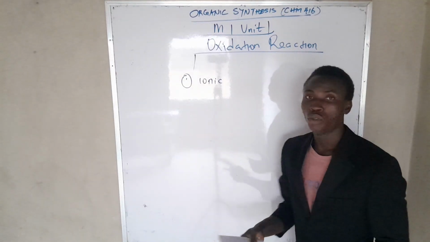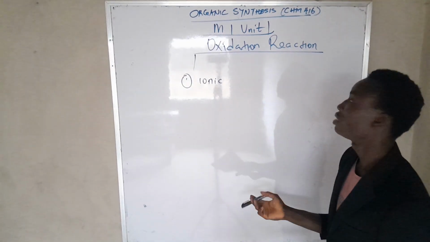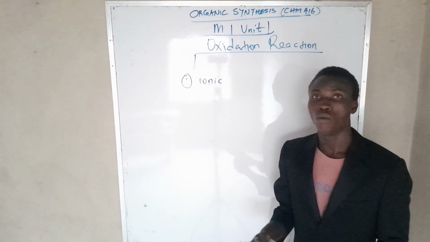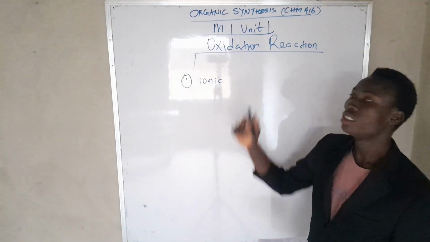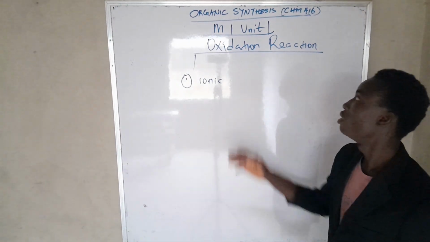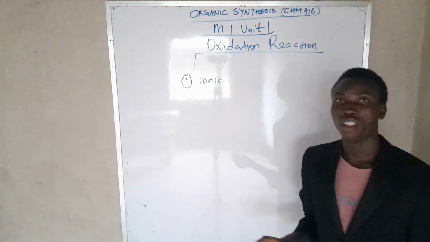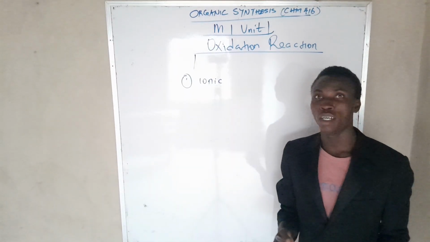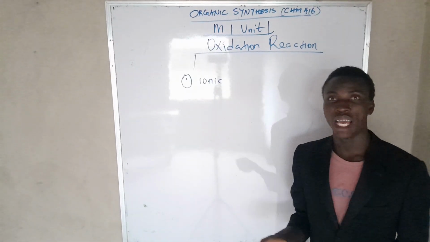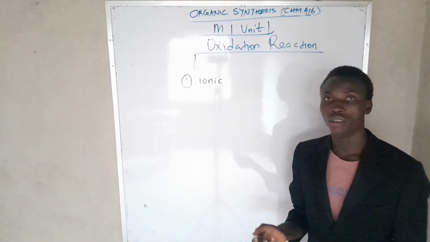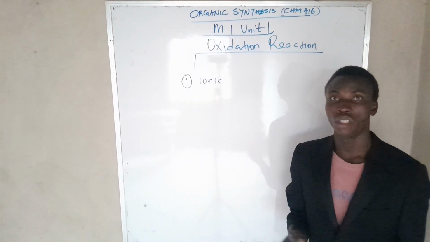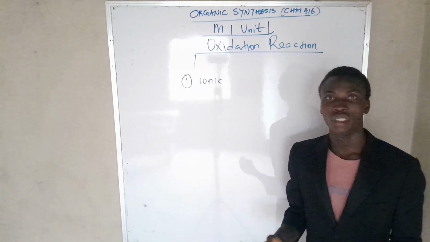The course we have to discuss today is Organic Synthesis, CHM 416. We are taking it from Module 1, Unit 1, which has to do with oxidation reaction. So, what is oxidation reaction? First of all, trace it back to what we call redox reaction. Under redox reaction, reduction and oxidation take place simultaneously.